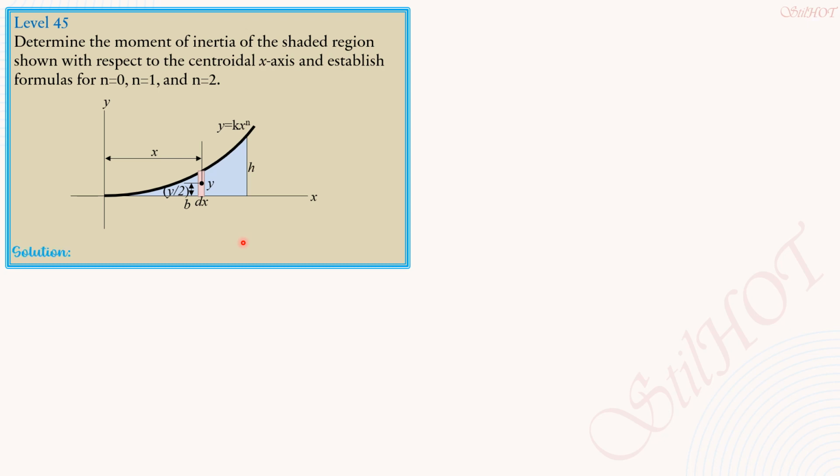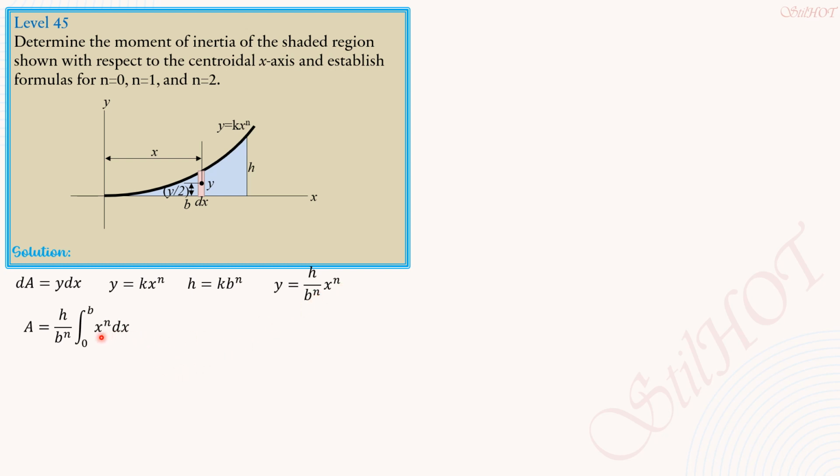So for our solution, area equals integral of y dx, or differential area is y dx, and y is kx to the n. So when x is b, y is h, so h equals k b to the n. So that means k is h over b to the n. Therefore, the equation of the curve is y equals h over b to the n times x to the n. So area is equal to h over b to the n, integral from 0 to b of x to the n dx.